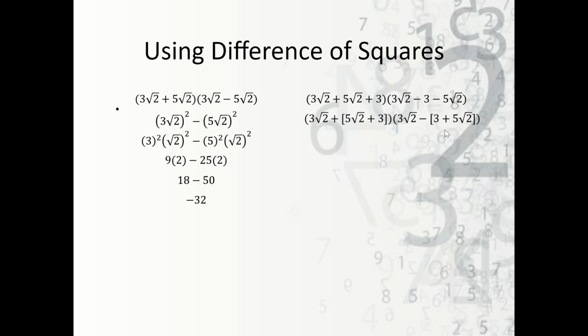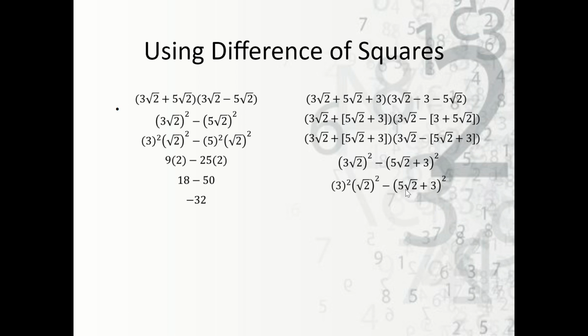So if we reorder these, which we could, then we see that this is our a, and this whole thing here is our b. So we can rewrite this as (3 square root of 2) squared minus (5 square root of 2 plus 3) squared. So now we can go ahead and multiply this out. So we're going to say 3 squared and square root of 2 squared. And then here we have (5 square root of 2 plus 3) squared.